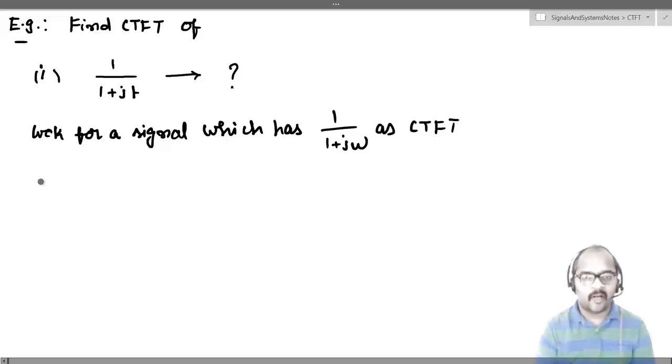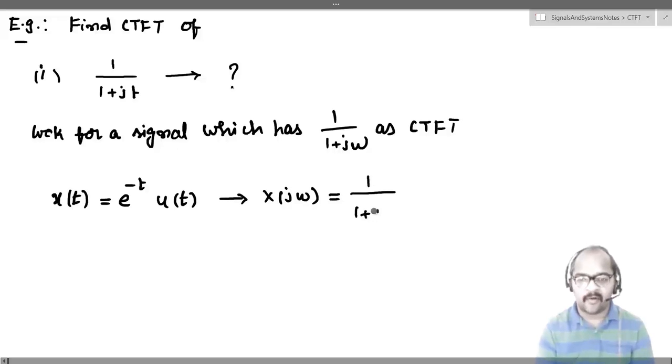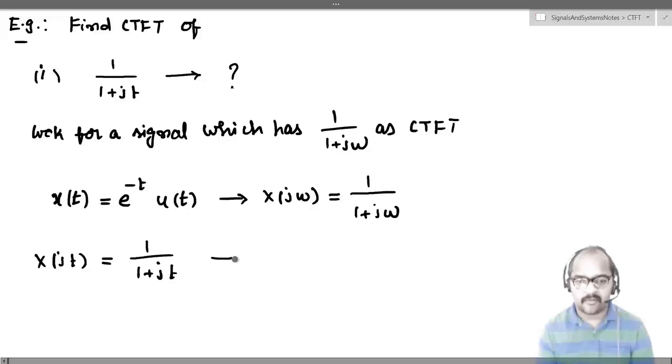Okay, so that we already know, right? So which signal will have 1 by 1 plus j omega as the Fourier transform here? E power minus t u of t. Okay, so let us start with this signal. So x of t equal to e power minus t u of t. So this fellow will have x of j omega, which is equal to 1 by 1 plus j omega as the Fourier transform. But if you replace omega with t, what will happen? X of jt would be equal to how much? Omega is replaced with t, so you will get 1 by 1 plus jt, which is same as our required function.